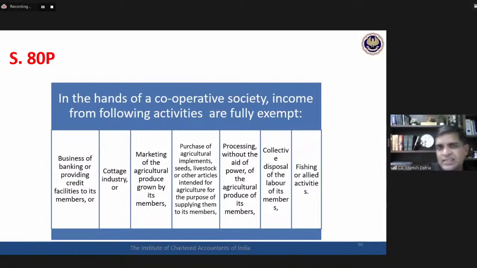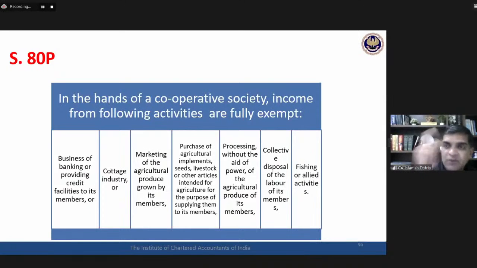Okay, so these are the first 6-7 types of activities. Income from these activities is fully exempt. What we need to keep in mind, as I have mentioned already, is the exact nature of the activity. It should be marketing of agricultural produce grown by the members, then the exemption is available. It should be income by way of providing credit facility to its members.